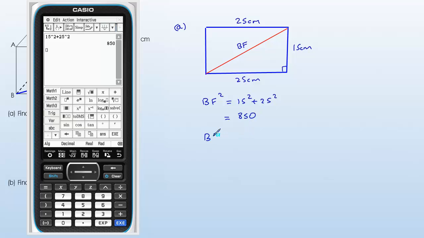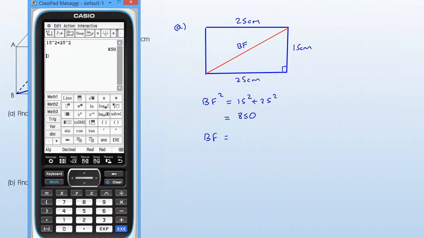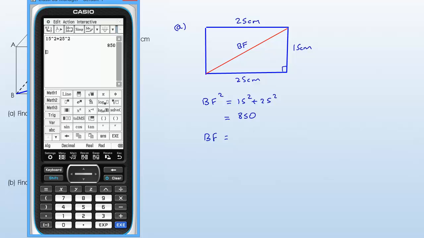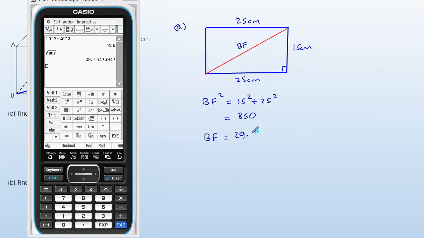And so BF would be the square root of that. So that's 29.1547 and so on. And if I give this to two decimal places, that's 29 point, this is a 4, so it doesn't round, 15 centimeters, correct to two decimal places.